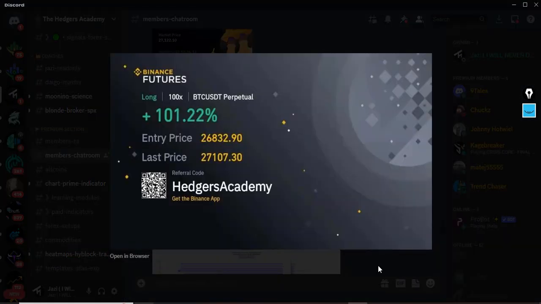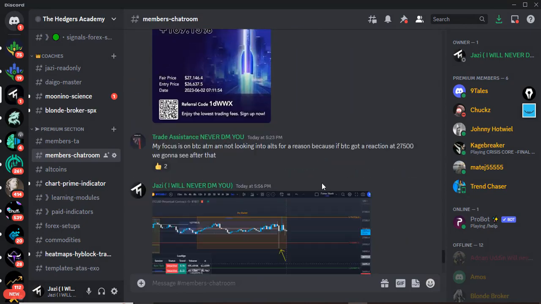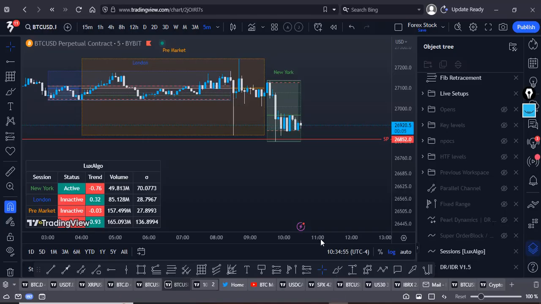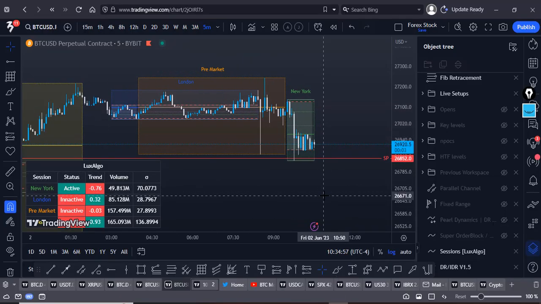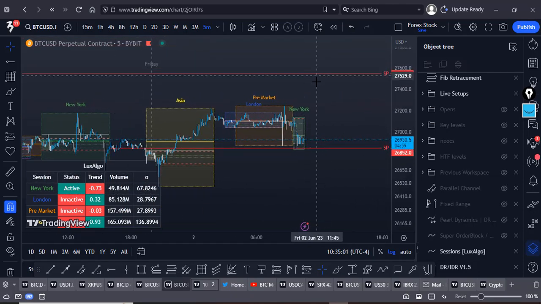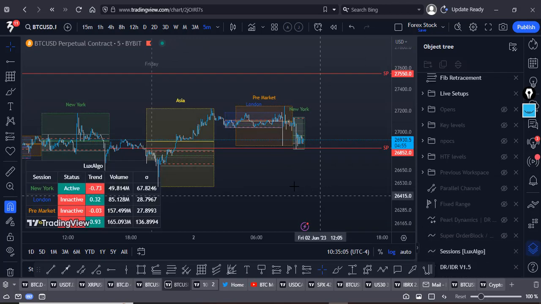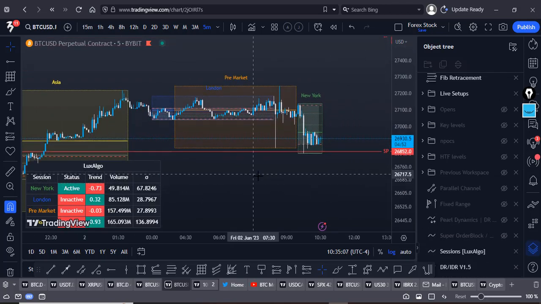You can see our PNLs. We are in our long right now from 26,800. My entry is not so good, but my members' entries are better than mine. Let's find some confluences.